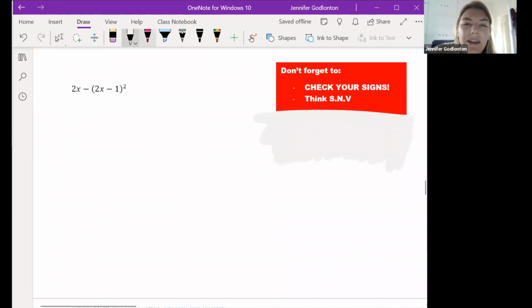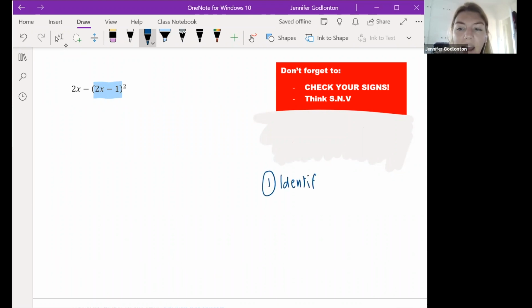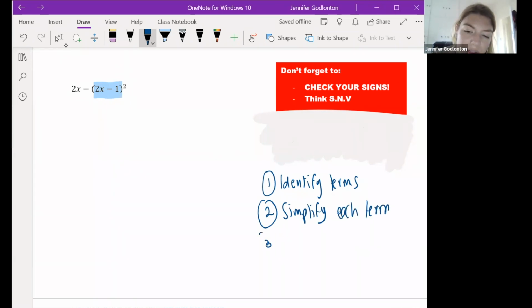Okay. When we have a binomial that is being squared like this, you can always do it the quick way by squaring and then doubling and then squaring, or you can just write it out the long way. You must do which way you're comfortable with, okay? But the key with these ones is brackets. So whenever we get to these types of questions, the first thing we want to do is identify our terms. The second thing we want to do is simplify each term. And then the third thing we want to do is add or subtract like terms. Okay, so those are the 3 things that we are going to be doing when we look through this question.